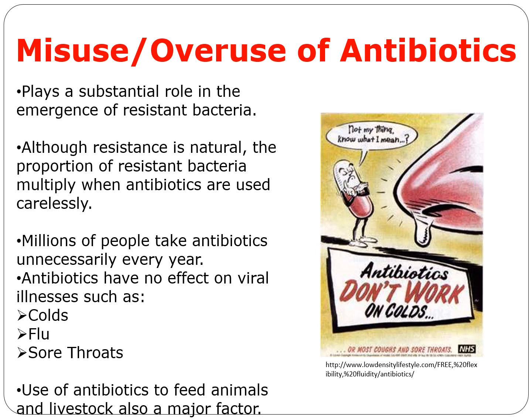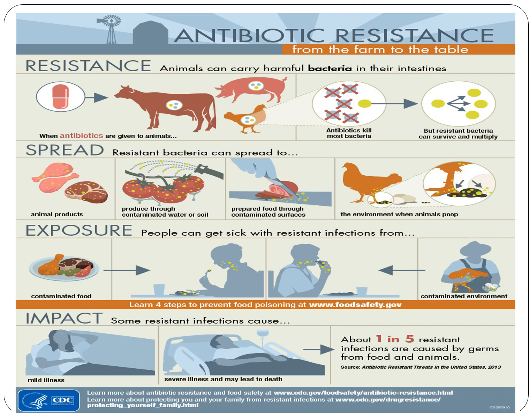Use of antibiotics to feed animals and livestock is also a major factor. Animals can carry harmful bacteria in their intestine. The resistant bacteria can spread to animal products through contaminated food and water, through contaminated surfaces, and through animals' feces. People then get exposed to this resistant bacteria when they consume contaminated food and so on, through the contaminated environment. Some resistant infections then cause severe illness or mild illness. About 1 in 5 resistant infections are caused by germs from foods and animals.